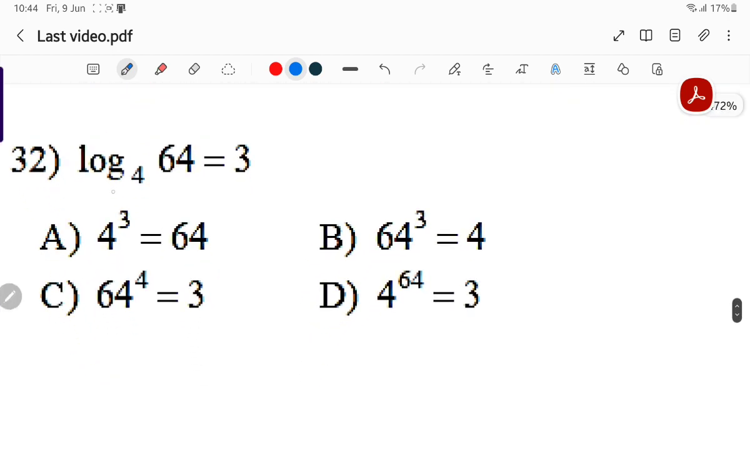Here we say to read this, this is 4 to the power 3. So this is the base and this is the power. The answer is 64, which is clearly here.